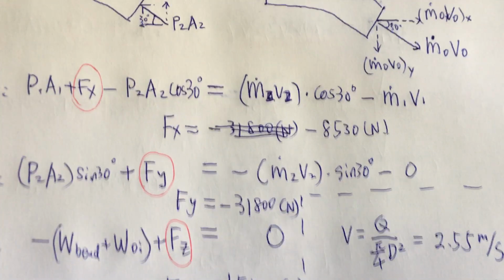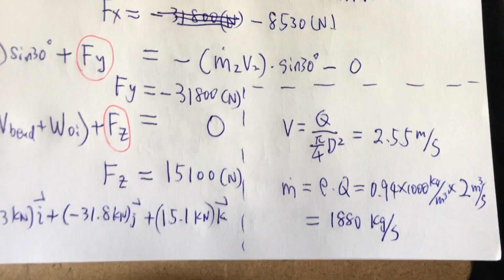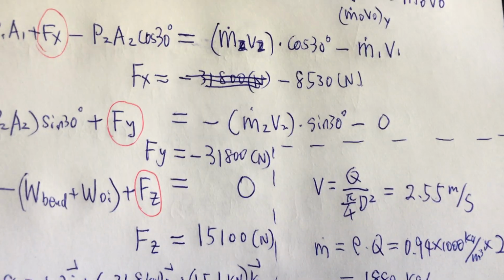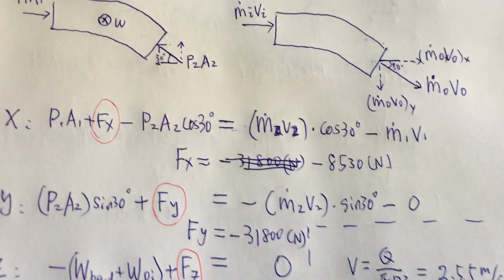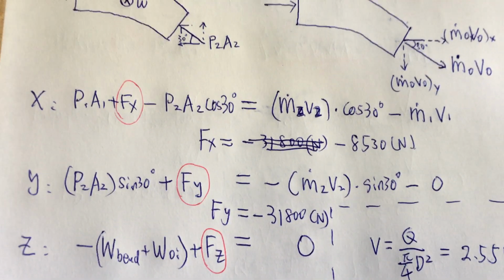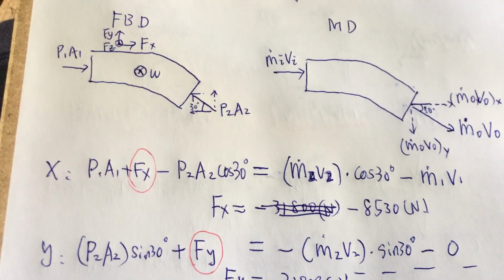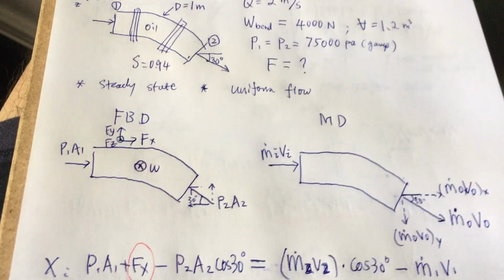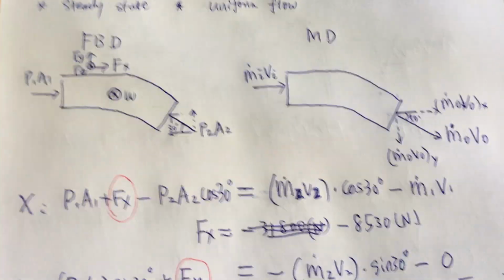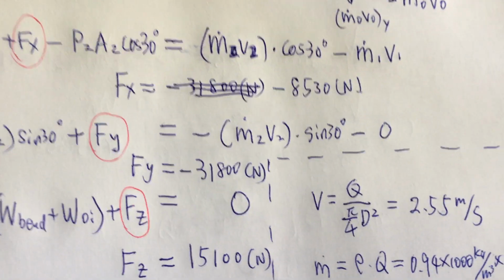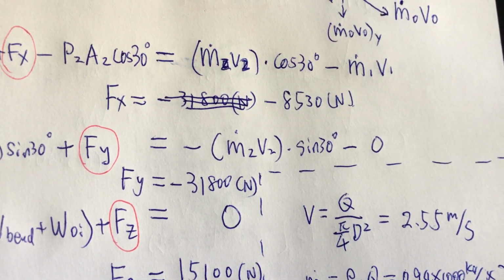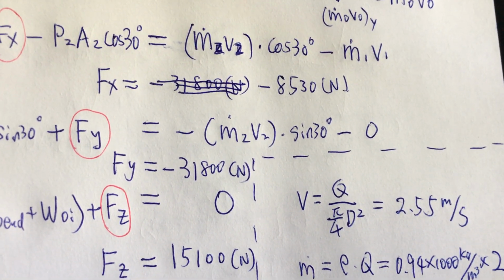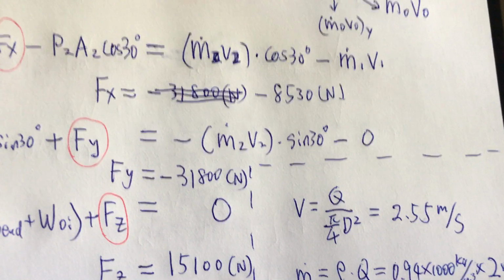I put these in this corner. These are the rest of the values. For velocities, you have V1 and V2 in these 3 equations, right? V1 should be the same as V2, as we said before: uniform flow, conservation of mass, same flow rate. So in and out, you have the same velocity, which is the flow rate divided by the cross-sectional area. So 2.55 meters per second is the velocity, both V1 and V2.